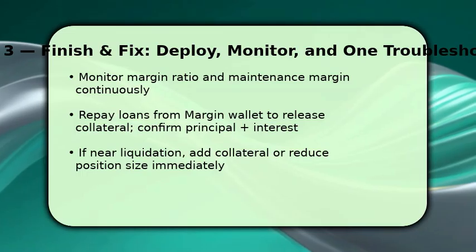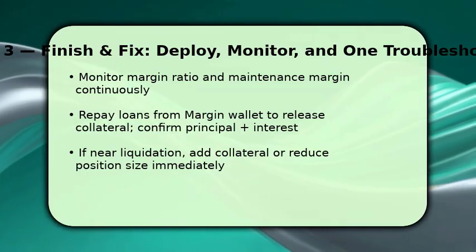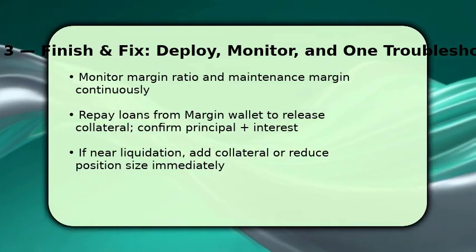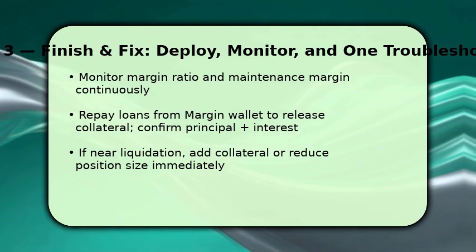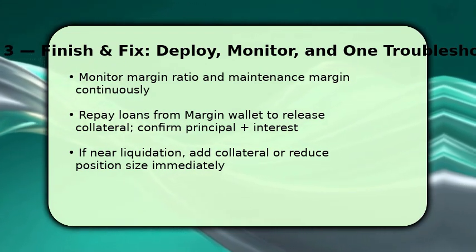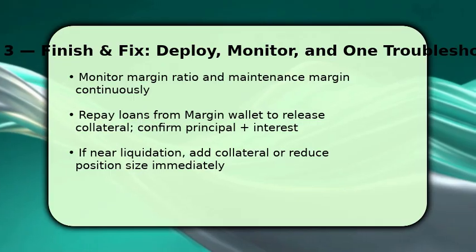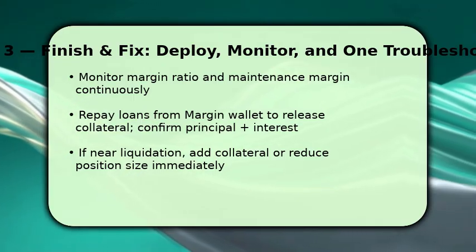To finish a trade, monitor your margin ratio and maintenance threshold. When satisfied, close your position and repay the borrowed principal plus accrued interest to free collateral. You can repay partially or fully. Make sure repayments use the correct asset.